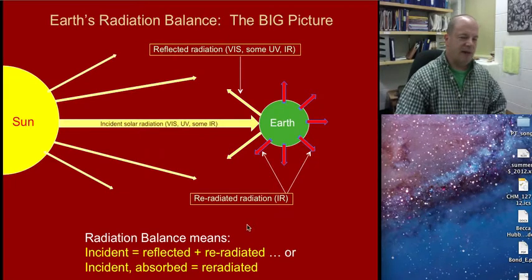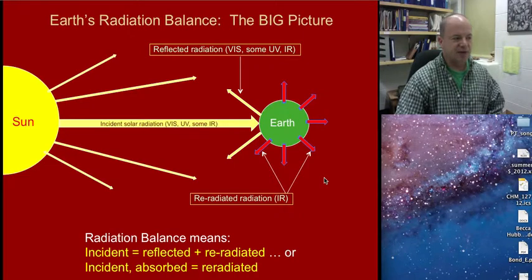Another way to express the balance, which is sometimes more convenient, is that if we were to take the reflected radiation and subtract it off both sides of the equation, and by incident absorbed, I mean let's take the incident radiation and subtract the reflected from it. That part is the part that gets absorbed, and that part that's absorbed needs to be re-radiated.